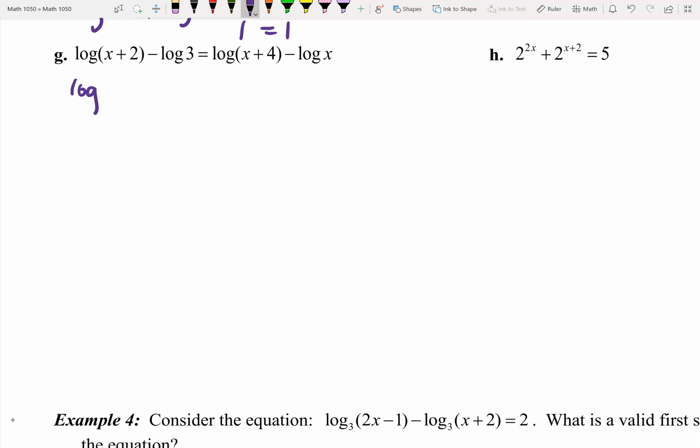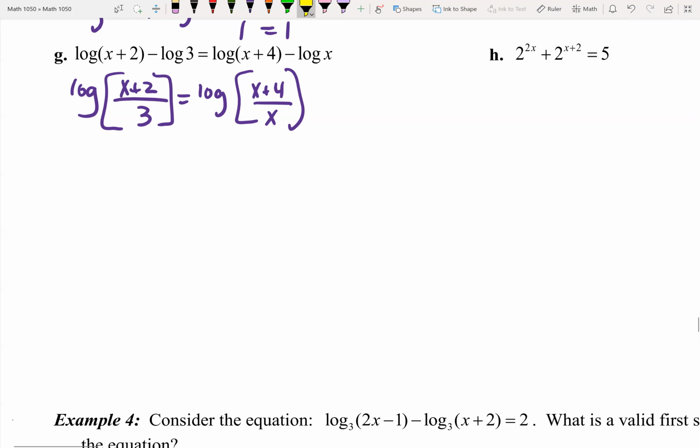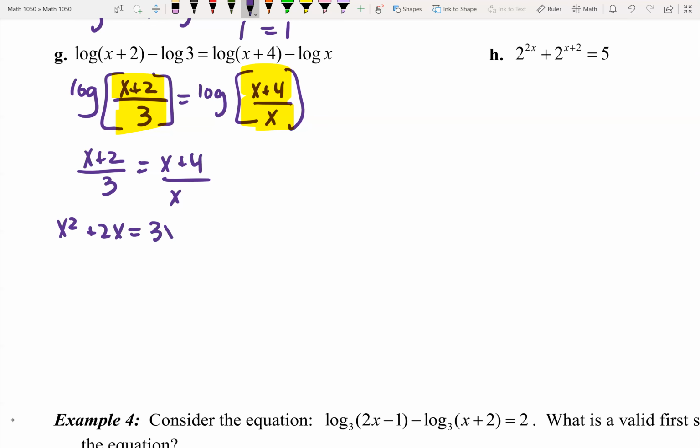So then you have the log of (x plus 2) over 3 is equal to the log of (x plus 4) over x. Well, if the log of this is equal to the log of that, then this and that must be the same. So (x plus 2) over 3 must be equal to (x plus 4) over x. What do I do now, everybody? Cross multiply. So it's x squared plus 2x is equal to 3x plus 12.